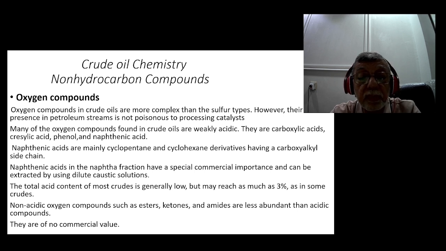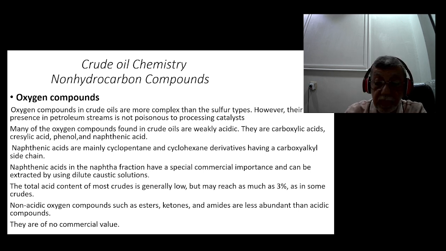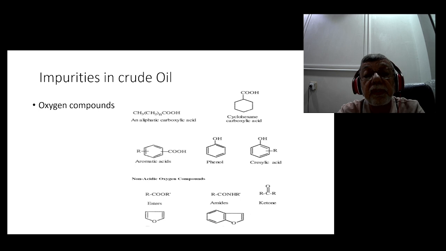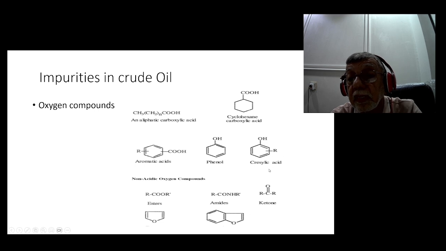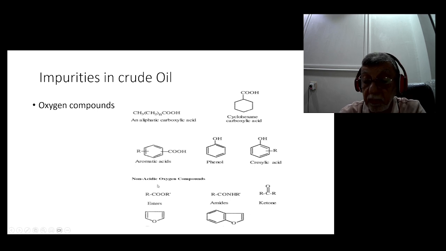Total acid content in most crude is generally low, but may reach as much as 3% in some crudes. Non-acidic oxygen compounds such as esters, ketones, and amides are less abundant than acidic compounds, and they have no commercial value. See, this is an aliphatic carboxylic acid. Here cyclohexane, also a carboxylic acid. Here an aromatic acid. Here phenol, OH on a ring, and this is also ester, ketone, amide. All these are oxygen compounds.